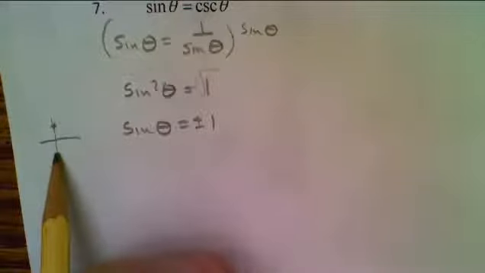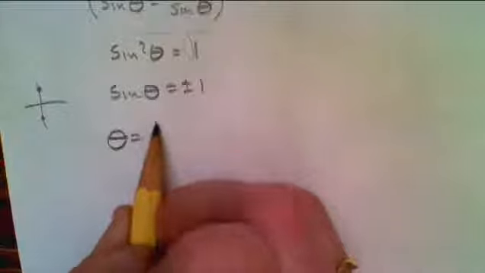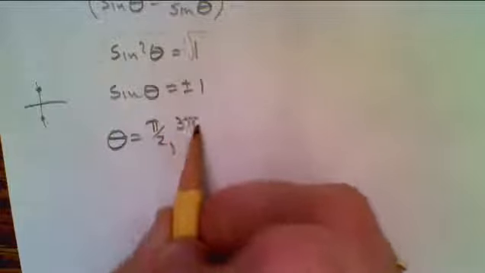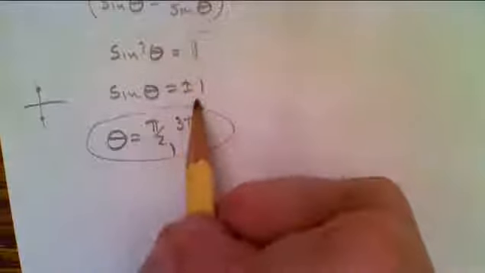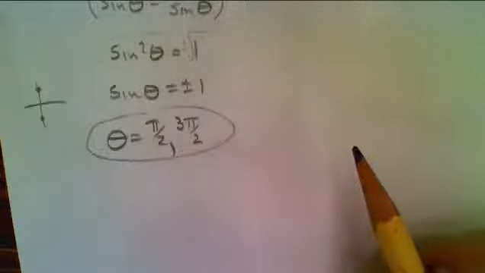So where on the unit circle is the sine, the y value, equal to 1 or negative 1? Two places that happens. It's equal to 1 at pi over 2. It's equal to negative 1 at 3 pi over 2. So don't forget, when you take the square root, you have to think about the plus and the minus of that answer. So you get two answers there.